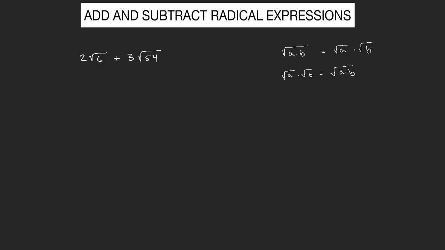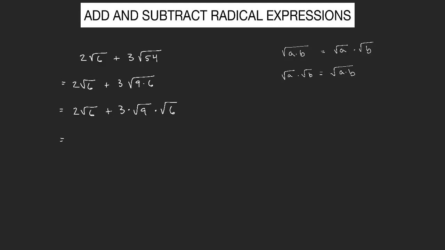Okay, 2 times root 6 plus 3 times root 54. So we're going to say that this equals 2 times root 6 plus 3 times root 54. We're going to say that that is 9 times 6. So now we have 2 times root 6 plus 3 times root 9 times root 6. Okay, once again, using our rule, A and B. Okay, here's A, here's your B.